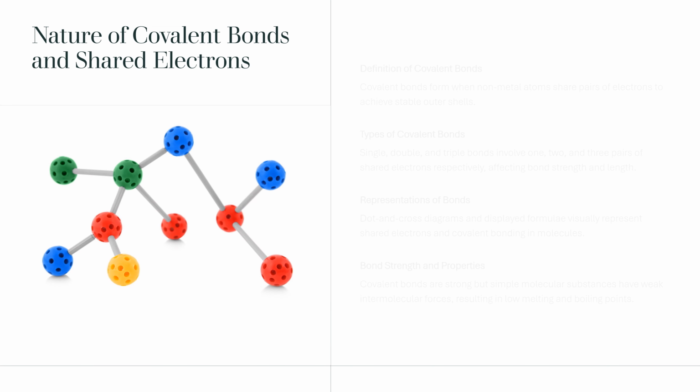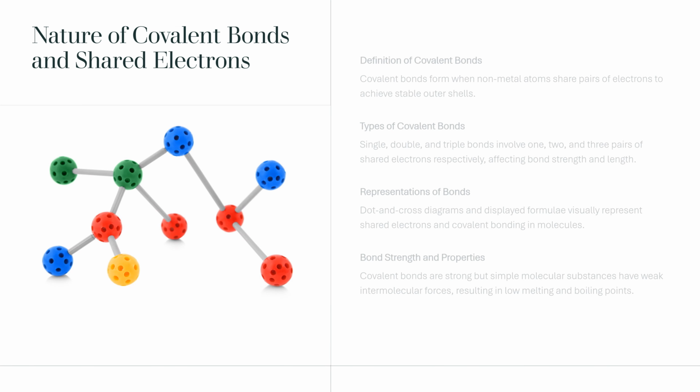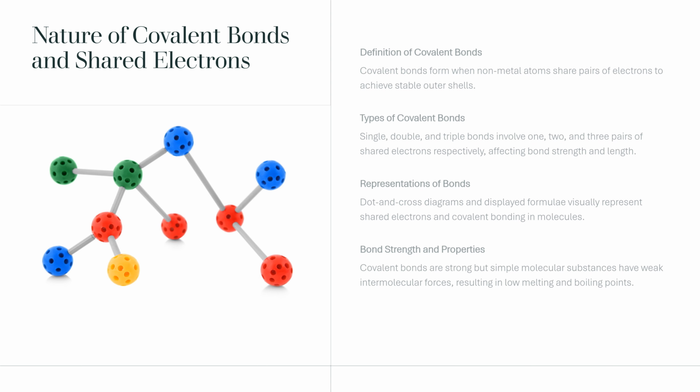Covalent bonding occurs when atoms share pairs of electrons. This usually happens between nonmetals. The shared electrons are attracted to both nuclei, creating a strong bond that holds the atoms together. Covalent bonding occurs between nonmetal atoms and is defined as a shared pair of electrons between two atoms.